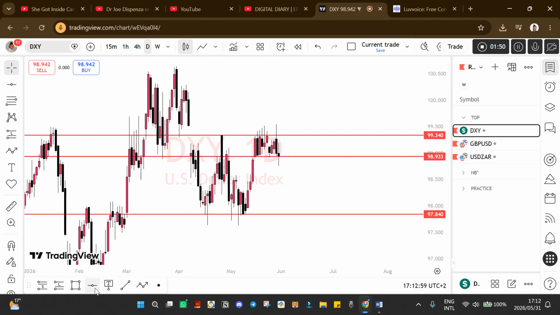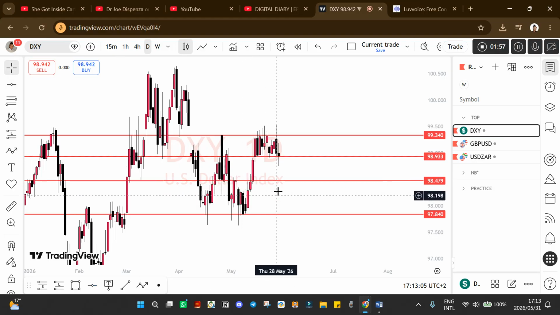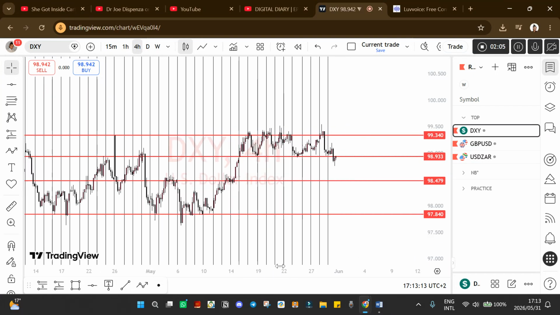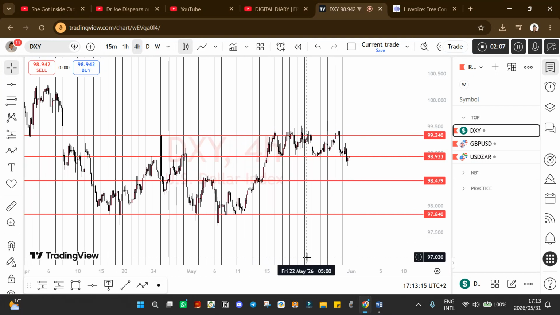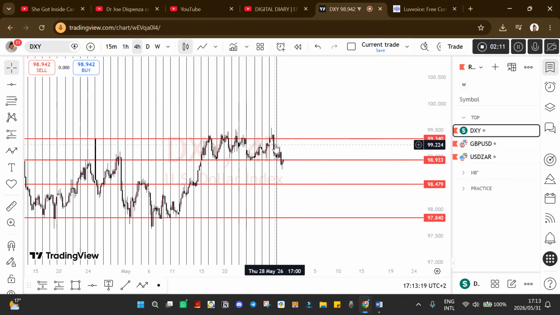Why do I have these areas over here? Because to me, these are areas where the market is most likely to turn. These are daily support and resistance. Now, when we go down to the 4 hour, we get to see that this is not a high probability trade for them, or rather, the market is not ready to go down. The dollar is not ready to go down.